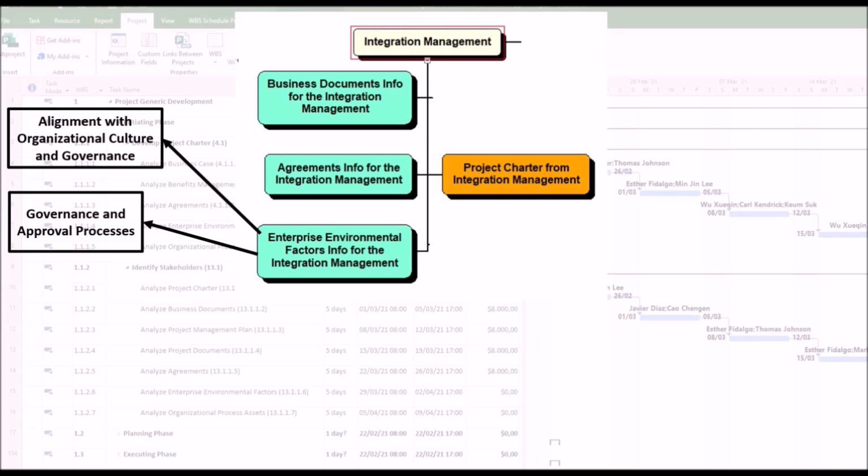2. Governance and approval processes. Enterprise environmental factors such as organizational governance frameworks and approval processes determine how the project charter is developed and approved. Understanding these factors ensures the charter is created in compliance with organizational standards and secures necessary approvals.